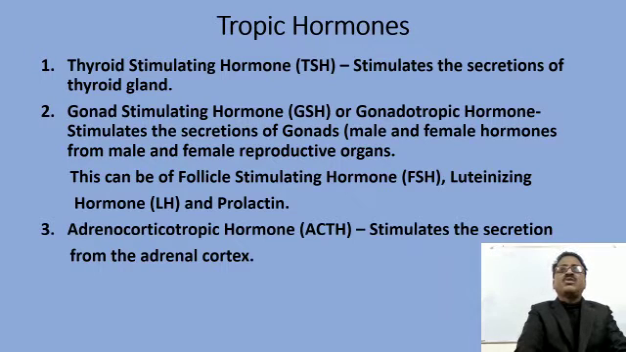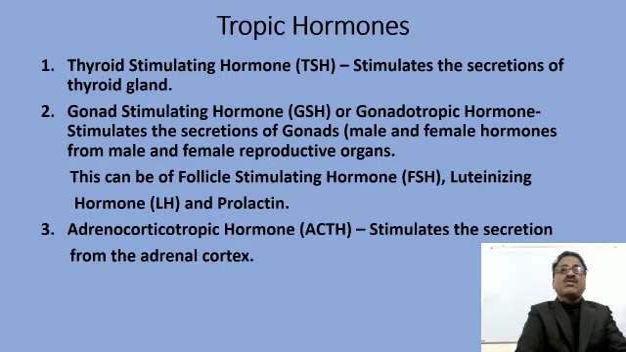A few GSH hormones are mentioned. They are follicle stimulating hormone, FSH, luteinizing hormone, LH, and prolactin, which stimulates the secretion of milk in females. Another tropic hormone is the adrenocorticotropic hormone, or ACTH. This hormone stimulates the secretions from the adrenal cortex.